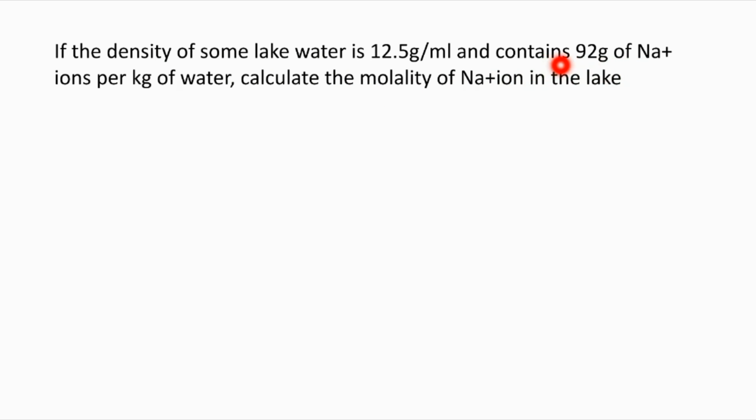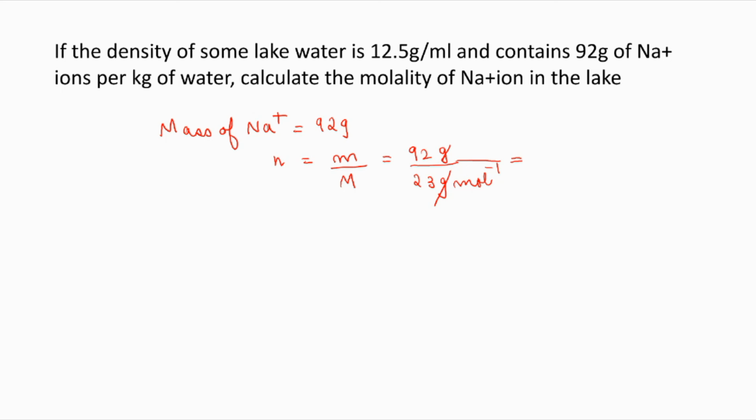They have given the mass of sodium ion. So you write it. Mass of sodium ion will be equal to 92 gram. If you know the mass, is it possible to calculate the number of moles? Yes, we have a shortcut formula. Number of moles is equal to given mass divided by molar mass. Given mass will be equal to 92 gram. What is the molar mass of sodium? That is 23 gram per mole. Gram will be cancelled and you will get the answer as 4 mole. This is the number of moles of sodium ion present.